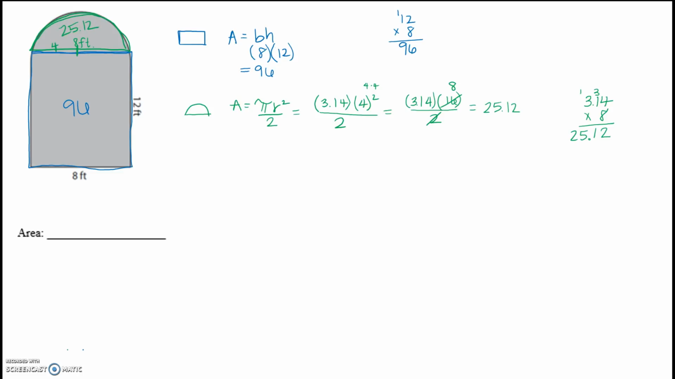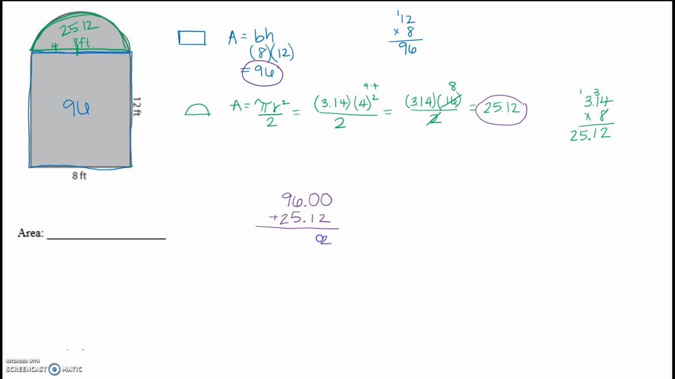Now, when we're talking about composite figures, it wants the total area of the entire figure. Okay, so we're talking about total. That means we have to add something. So I'm going to add both of my pieces together. Now I have decimals, so I'm going to make sure that I line them up. So 96 plus 25.12. I'm lining them up.